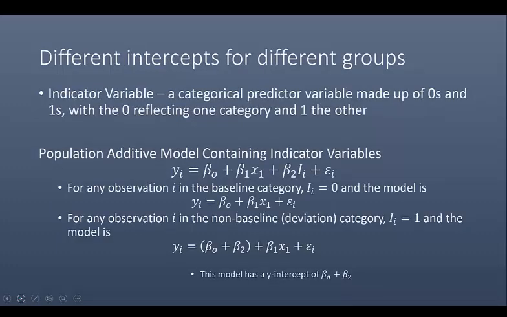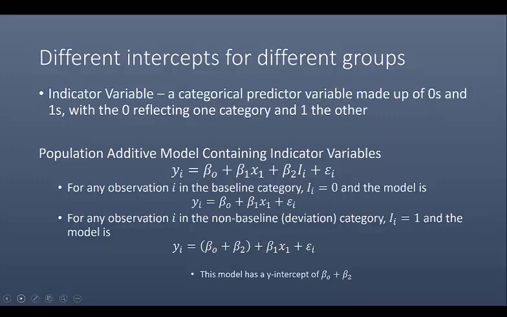In some situations, it may be interesting to look at the impact of different subpopulations on a linear model. Perhaps we want to see if there's a difference between two groups. Adding a categorical variable to a multiple linear regression model will result in an indicator variable. The indicator variable is made up of zeros and ones, with the 0 representing one category and 1 representing the other.